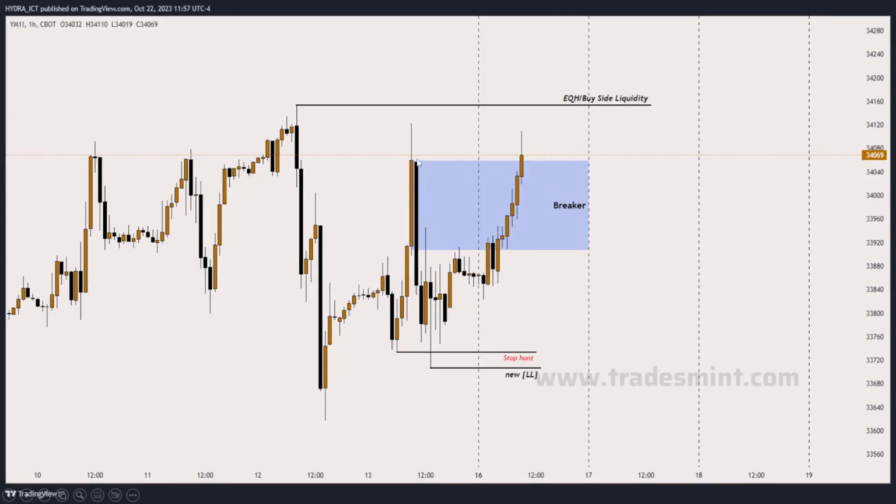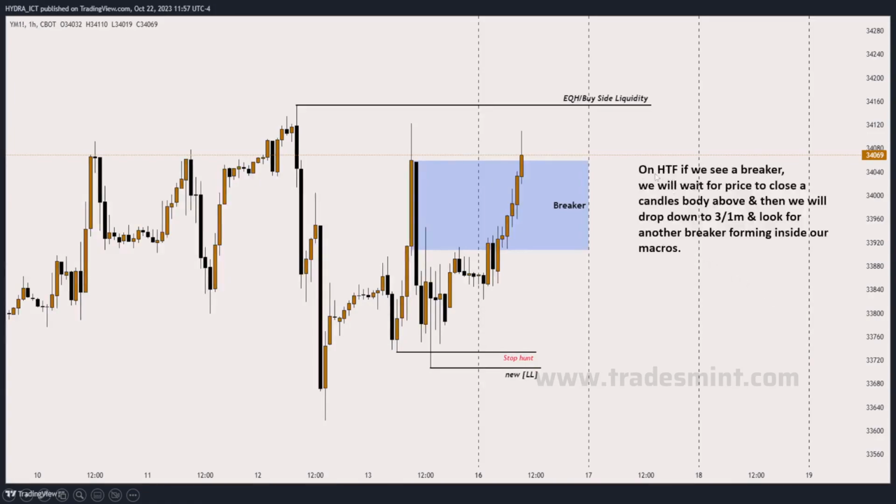So as I told you guys, on higher time frame we'll only be focusing inside this last up close candle, and once price closes a candle's body above the last up close candle on higher time frame, that's the time when we will drop down to the lower time frame and see what's happening there. So on higher time frame, if we see a breaker, we'll wait for price to close a candle's body above, and then we will drop down to 3 or 1 minute and look for another breaker forming inside our macros. Okay, so you can see here the price close a candle's body above. Once I drop down to the lower time frame, you guys will see the price forming another breaker inside this breaker on lower time frame.